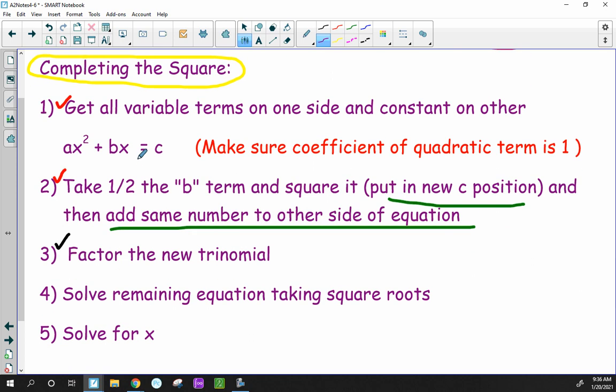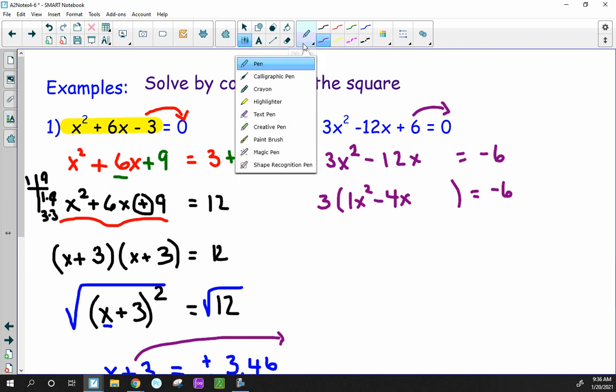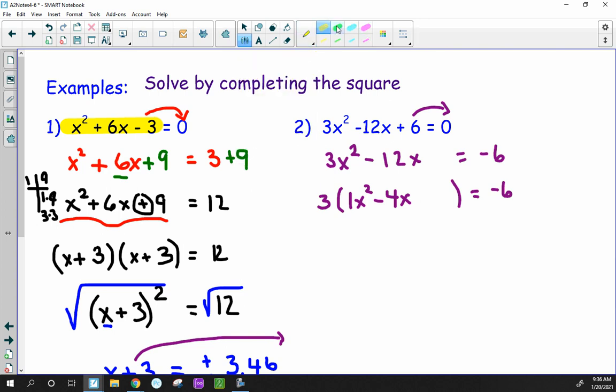All right, completing the square steps. 2, take half the b term and square it, and then put it in the new c position. Take half the b term, square it, and put it in the new c position. All right, in this problem, it's a little different from the last one. Remember, I had to factor out this 3. Well, right now, for the rest of these steps, I'm going to almost ignore the 3, and your eyes are only focused on this quadratic term and this linear term. And the b is what I've highlighted right now on your screen.